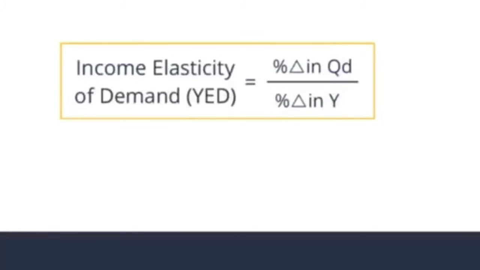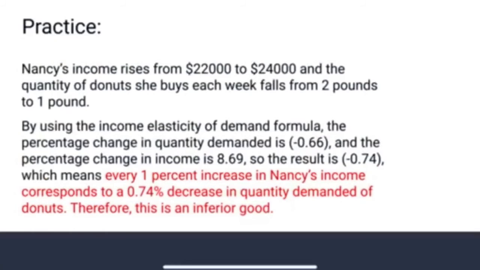Income elasticity of demand. The formula is the percentage change in quantity demanded over the percentage change in income. Nancy's income rises from $22,000 to $24,000, and the quantity of donuts she buys each week falls from 2 pounds to 1 pound. By using the income elasticity of demand formula, the percentage change in quantity demanded is -0.66, and the percentage change in income is 8.69.